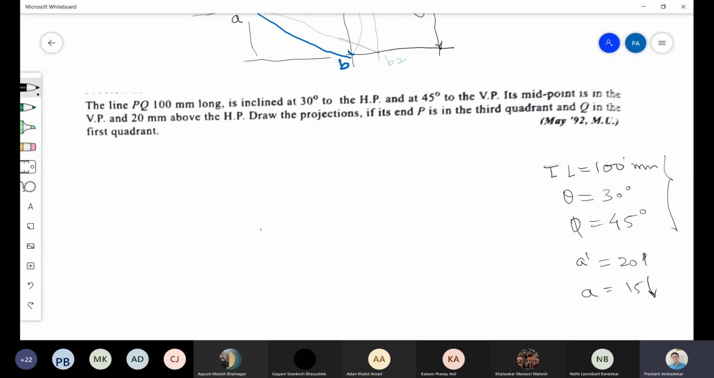I am drawing only the first part like this. This we name as A dash. Then we get this point here, and here we call this point A. This is A1 dash, and this is A1. Then what do we do?